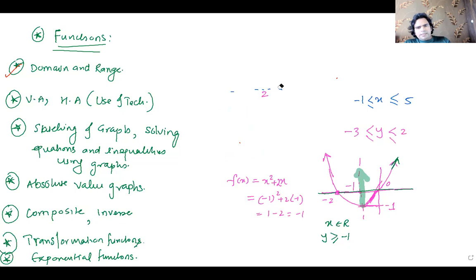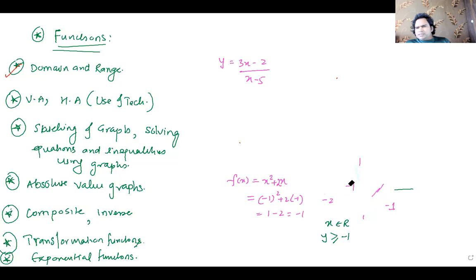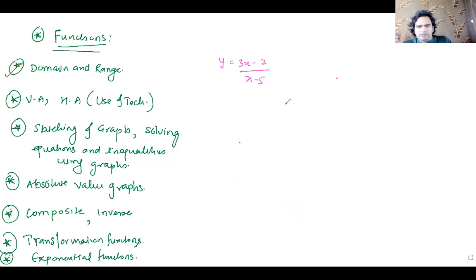So the question is basically y equals 3x minus 2 over x minus 5. Now, ideally, when you look at this function, it is a rational function. When you sketch the graph of this, there will be one point where the x value is not defined, and there will be one point where y will not be defined.